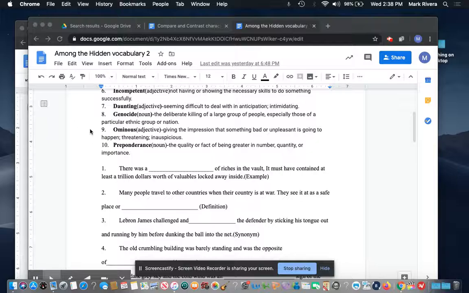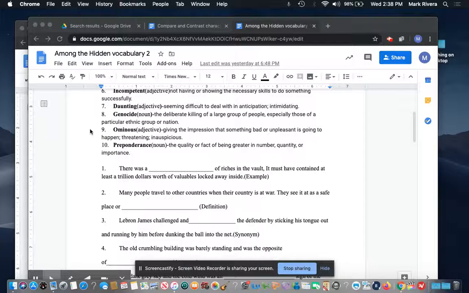This word is pronounced genocide. Okay, so the genocide is the deliberate killing of a large group of people, especially those of a particular ethnic group or nation. Right. So this word, unfortunately, deals with the large loss of life and it's basically people being targeted for a certain reason. So, over history and over time, there have been groups of people who have been targeted and killed based off of either their religious beliefs or based off of their ethnicity or racial background.